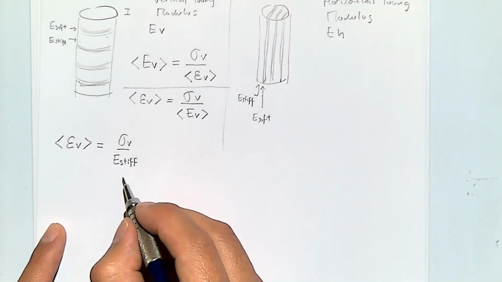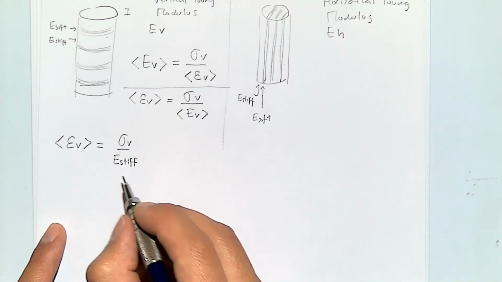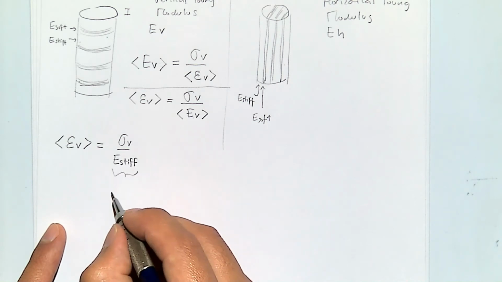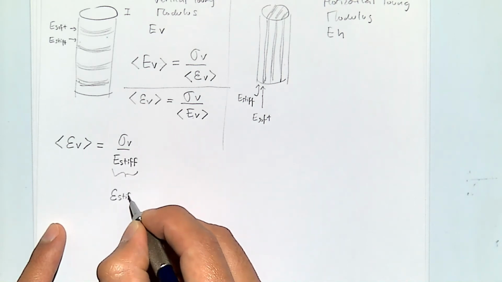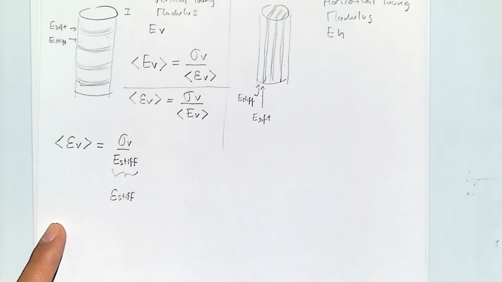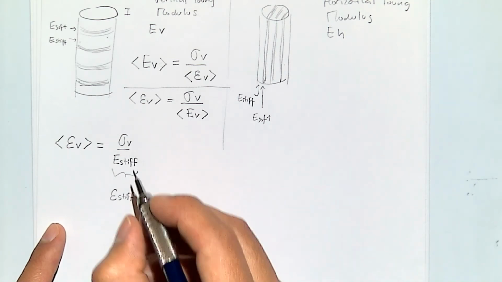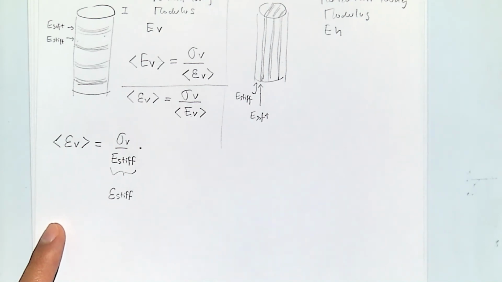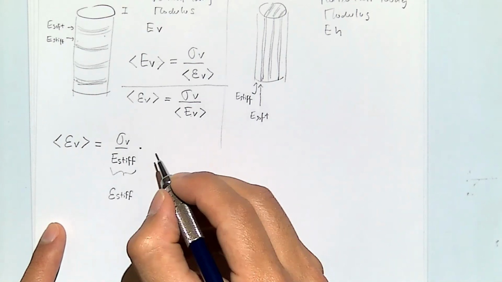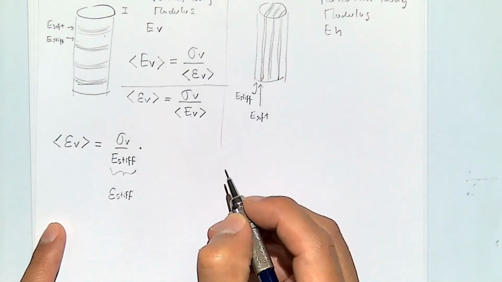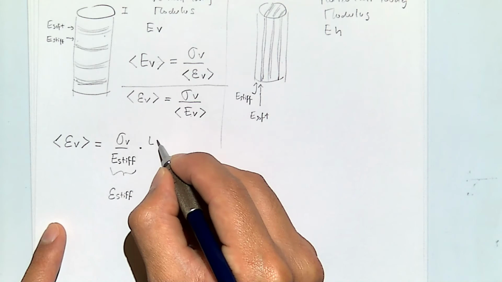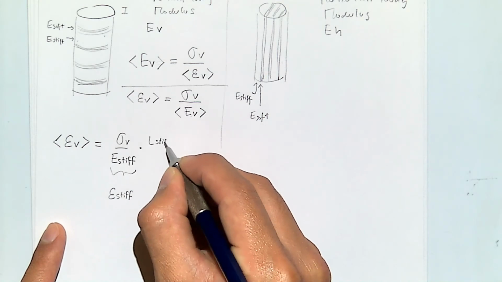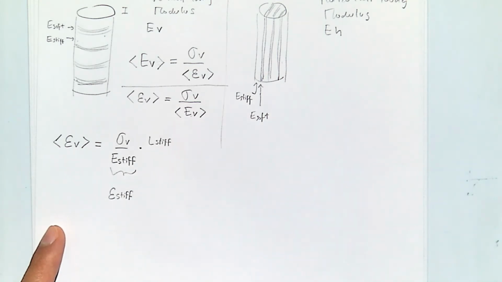That's going to give us the strain of the stiff layers, right? Now I'm going to multiply that times the length of all the stiff layers. And I'm going to call that the summation of the length of all the stiff layers, L stiff. And now it's a displacement, right?